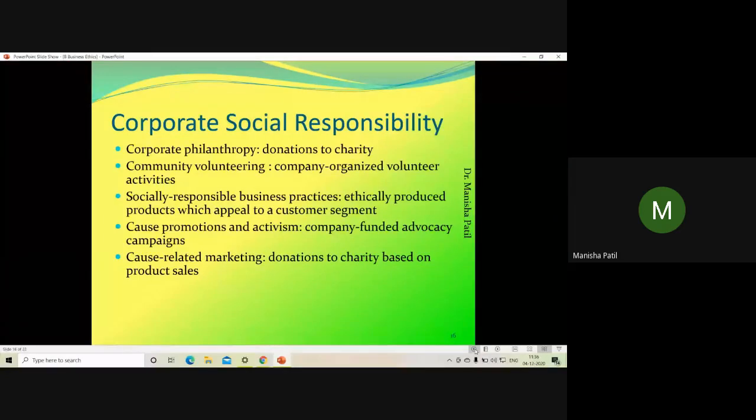Next one, cause-related marketing. That is, donation to charity based on product sales. So you decide to give 10%, 5% of your total sale to a particular cause. Next one is corporate social marketing. These are company-funded behavior change campaigns.